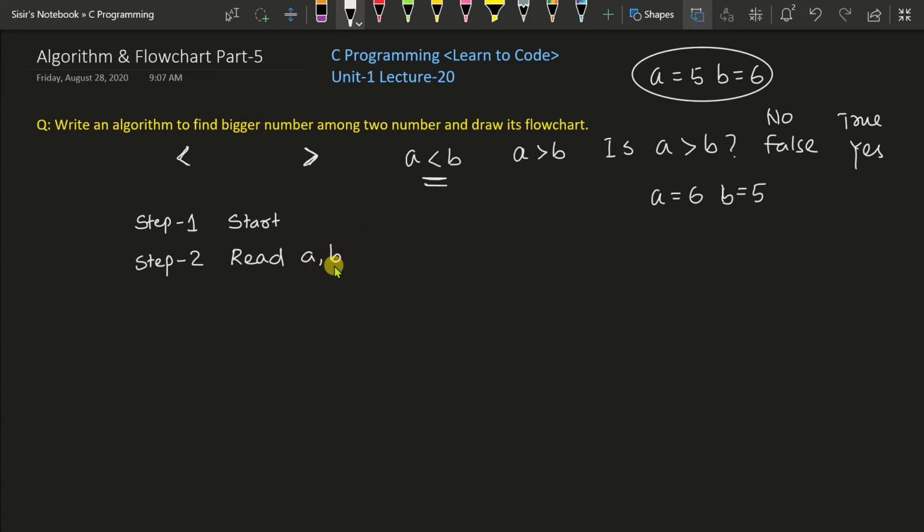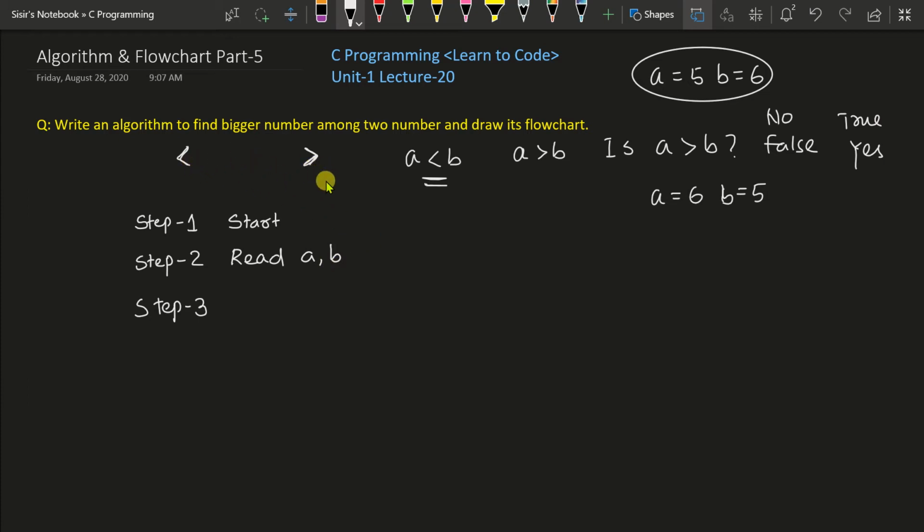These two numbers must be read, meaning taken as input from the user. After you take the two numbers, when the computer reads them from the user, it will store them in variables a and b. Now the third step will be to write the code for comparing the two numbers, and we have already discussed the comparison operators, that is less than and greater than.